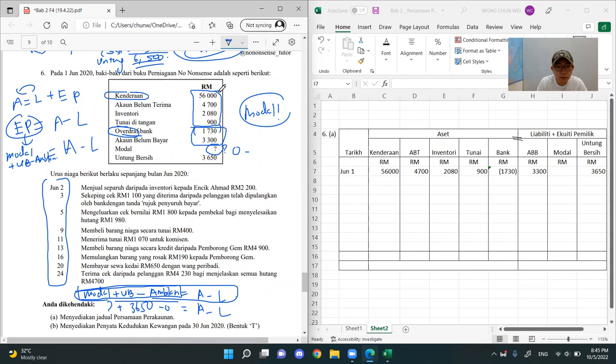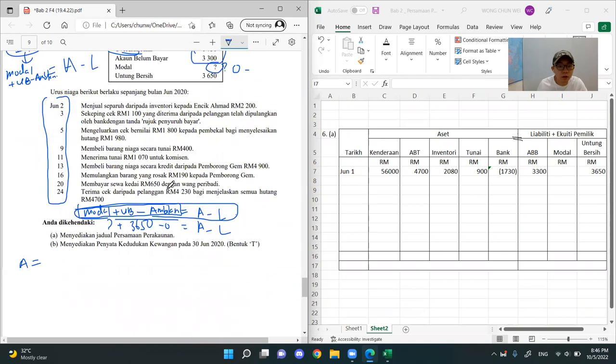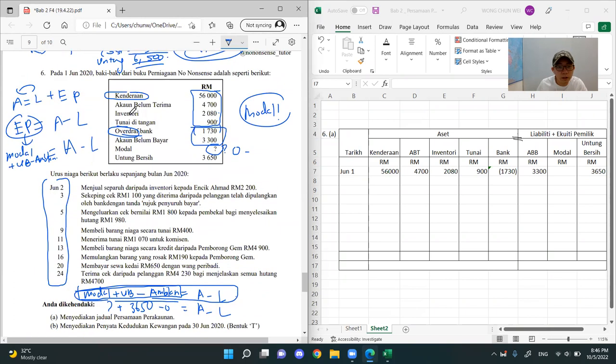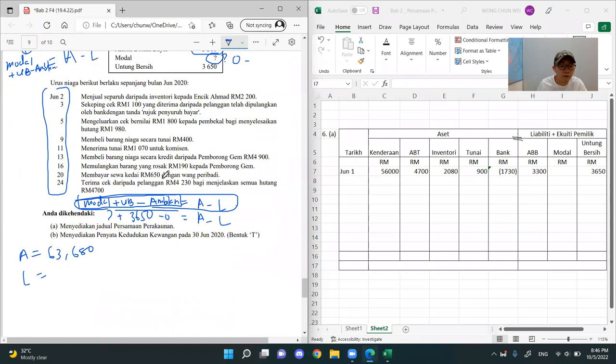Okay, your jumlah asset is actually 56,000 plus 4,700 plus 2,080, this one, plus 900. Then you get your jumlah asset is 63,680. And what about your liability? So your liability is this one, your overdraft bank, 1,730 plus 3,300. So it's 5,030. So this is your jumlah liability. Can you see it? All right.